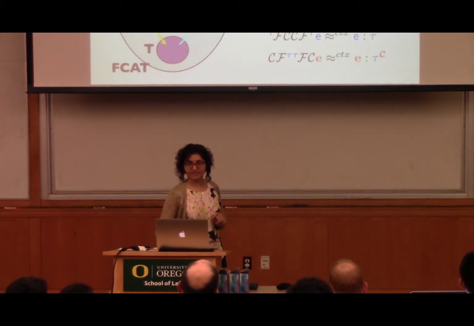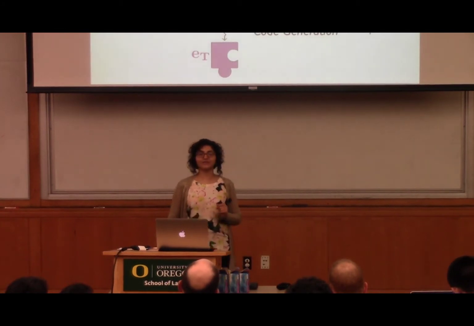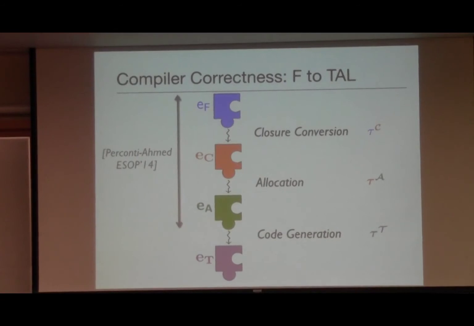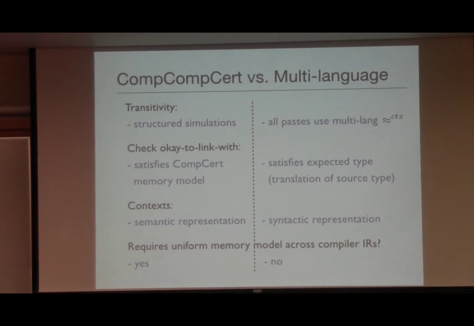Yeah, this is not syntactic equality. Otherwise we'd need decompilers or something, right? I don't know. Okay, so we have this ESOP 14 paper where we basically tackle the first two passes of this compiler, and we're now working on the final pass and working on various other issues to do with cleaning up multi-language semantics. But let's just do a comparison now between compositional CompSearch's approach and the multi-language approach, right? So how do they handle transitivity?